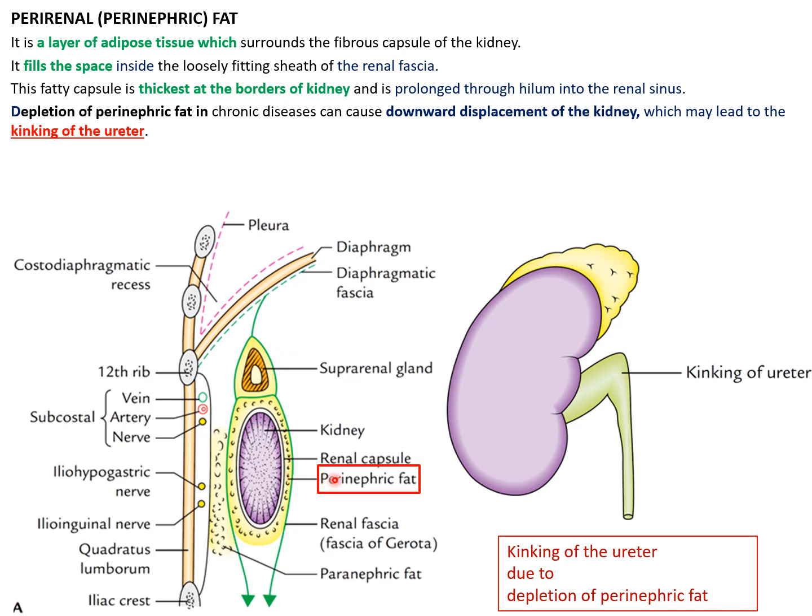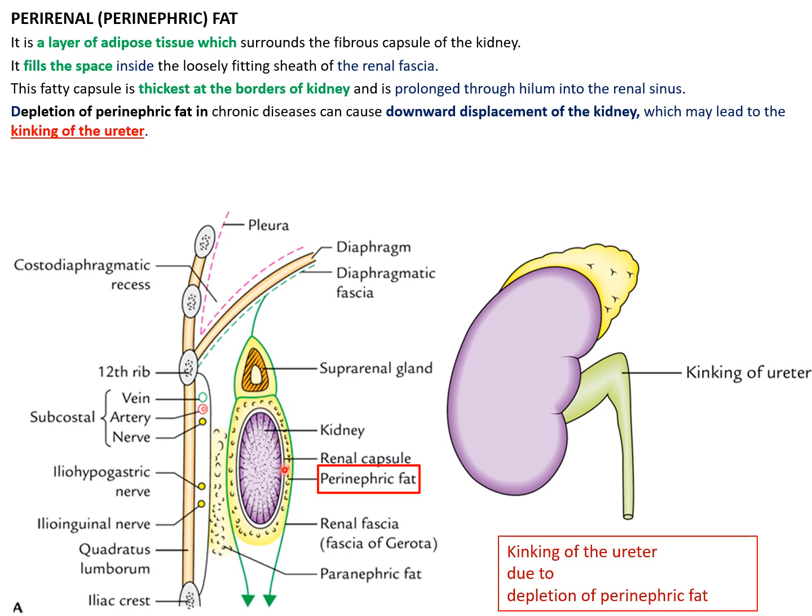Coming to the second layer, that is the perinephric fat. So the perinephric fat is present between the true capsule, the fibrous capsule, and the renal fascia. The renal fascia is very loosely applied, and in between them is the perinephric fat. It fills the space within the renal fascia, between the renal fascia and the fibrous capsule.